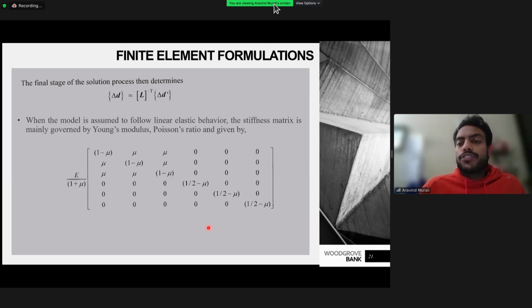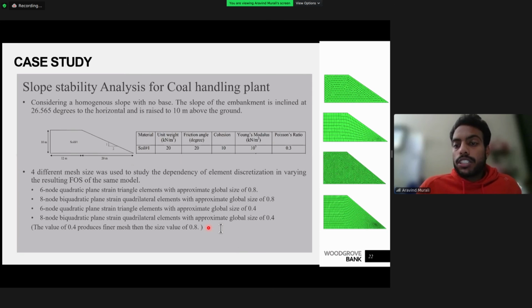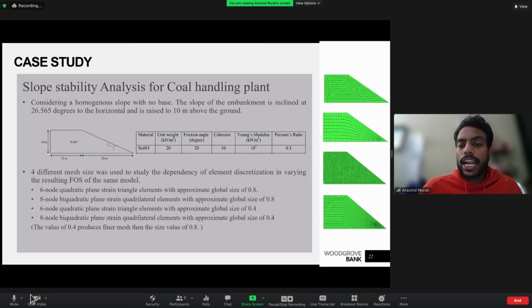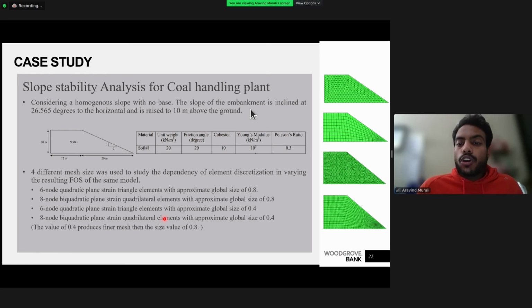So, with these formulations on the side, we now move on to understand the importance of mesh refinement using a case study performed in Abaqus finite element software. This analysis considers a simplified version of a slope at a coal handling plant in India, whose dimensions are given below. The material is assumed to follow the Mohr-Coulomb failure criterion and assumed to be homogeneous and isotropic.